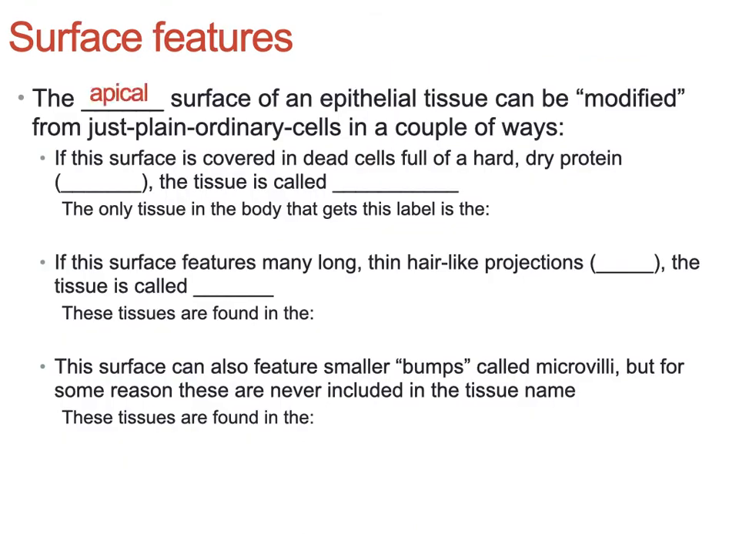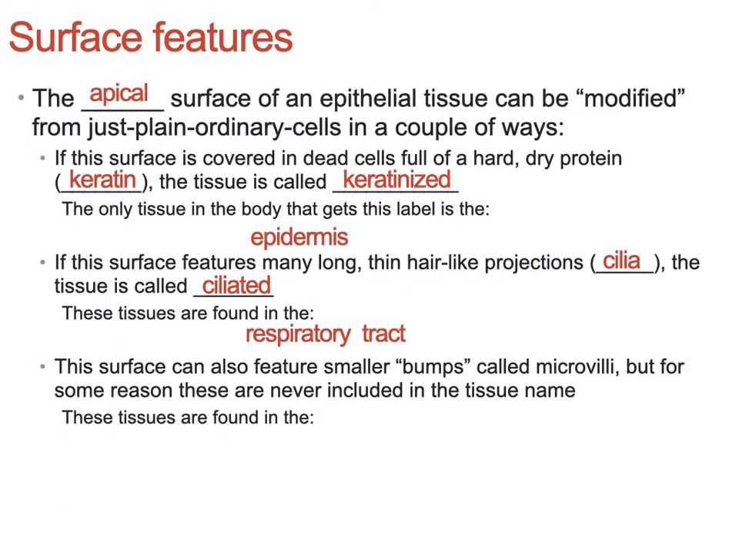So the apical surface of an epithelial tissue can be modified from just a regular cell in a couple of ways. If the surface is covered in dead cells full of hard, dry protein, a protein called keratin, then the tissue is called keratinized. The only tissue in the body that gets this label is the epidermis. If the surface features many long, thin, hair-like projections called cilia, the tissue is called ciliated. And these tissues are found in the respiratory tract, to name one.